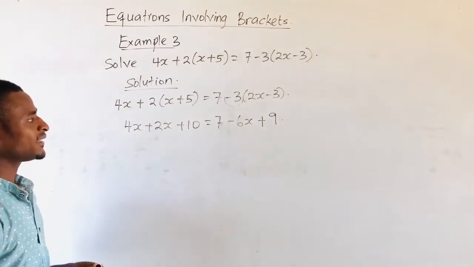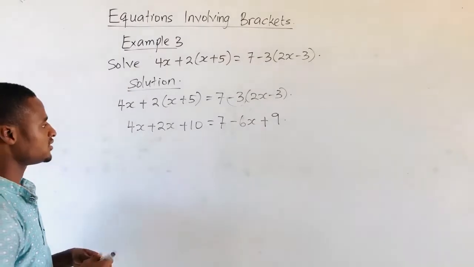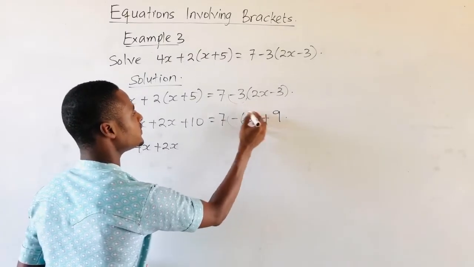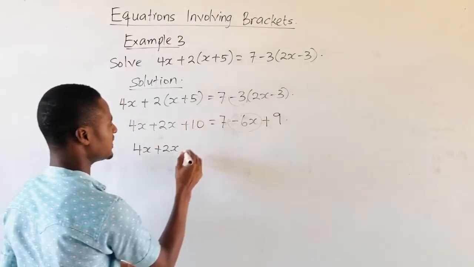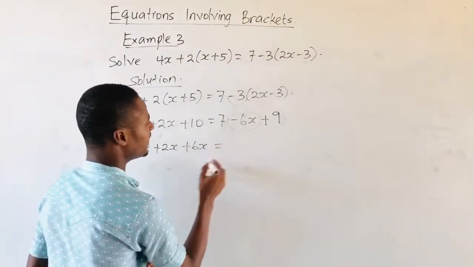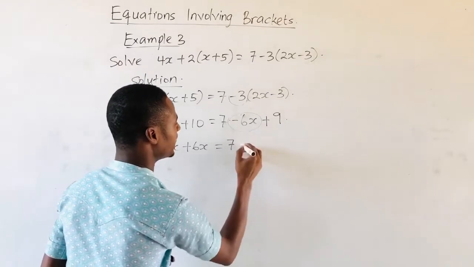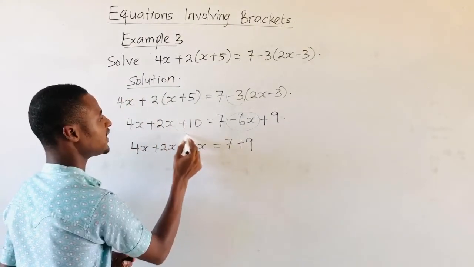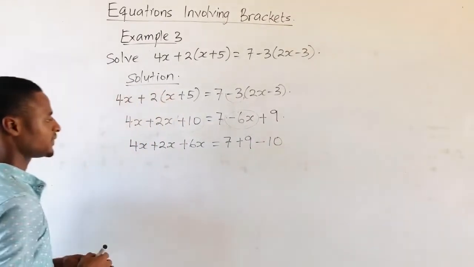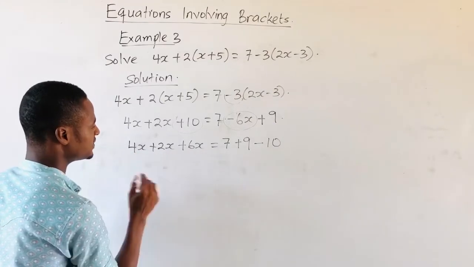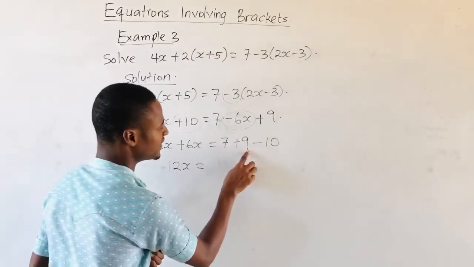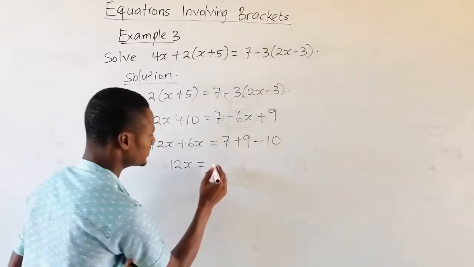Then we will group like terms to solve this simple equation. Negative 6x will be lifted from the right-hand side to the left-hand side, and so it becomes positive 6x. Then at the right-hand side we have 7, we have plus 9, and then positive 10 will also move to the right-hand side and become negative 10. Here 4x, 2x and 6x will give us 12x, and that is equal to 7 plus 9 is 16 minus 10, which will give us 6.